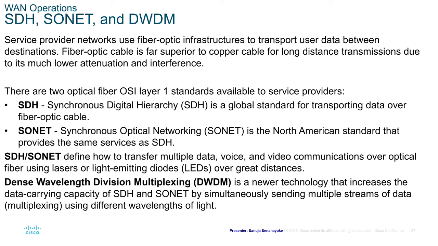Dense wavelength division multiplexing, also known as DWDM, is a newer technology that increases the data carrying capacity of SDH and SONET by simultaneously sending multiple streams of data, also known as multiplexing, using different wavelengths of light. So while SDH and SONET define how we can transfer data, voice and video communication over optical fiber systems using LEDs or lasers, DWDM is a newer technology that increases that capability by carrying a higher capacity of data using multiple streams of data or different wavelengths of light. So DWDM is an improvement to SDH and SONET.